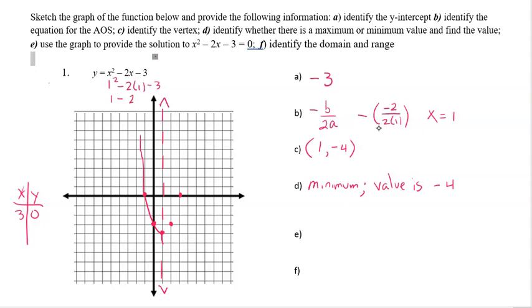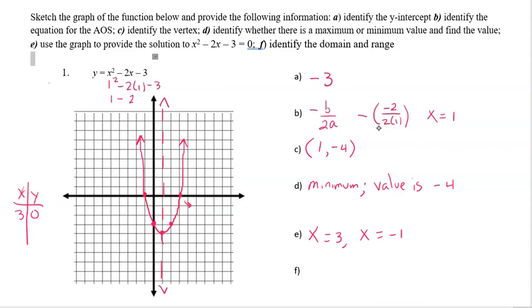And it illustrates where the solutions are, the x-intercepts. So for letter E, I'll just go ahead and put it over here. The solutions are x equals 3 and x equals -1.